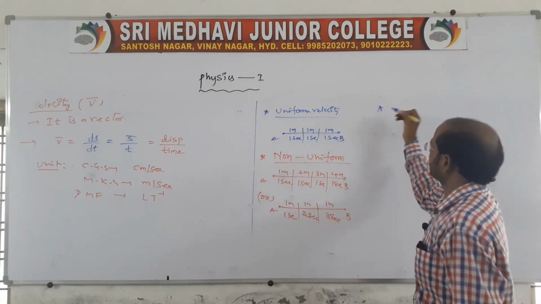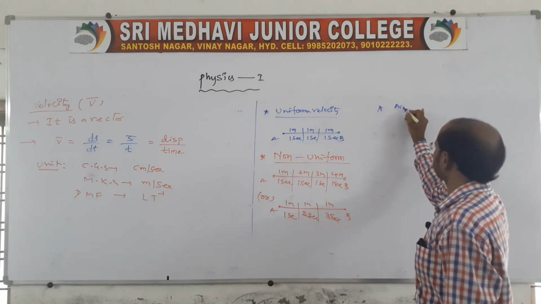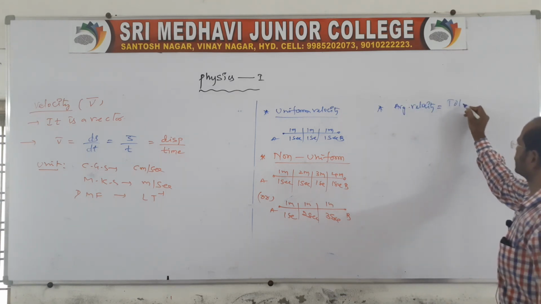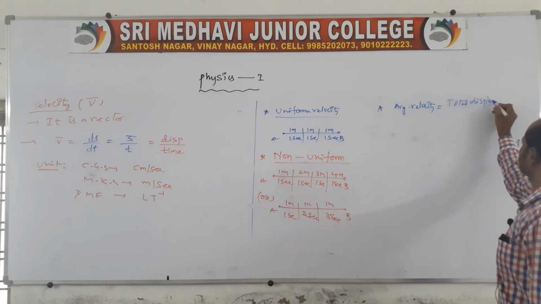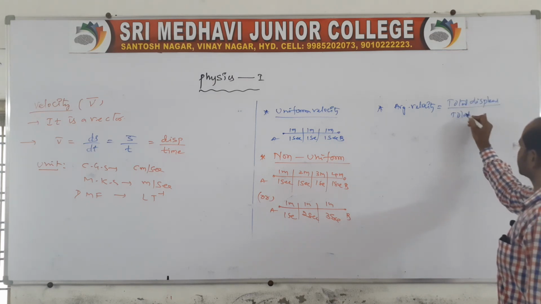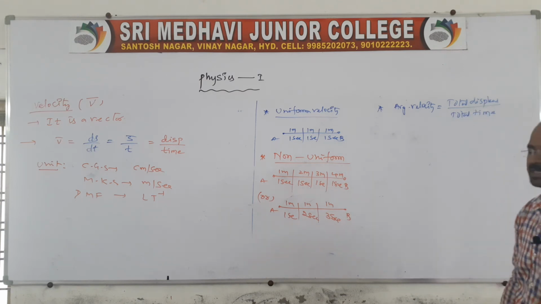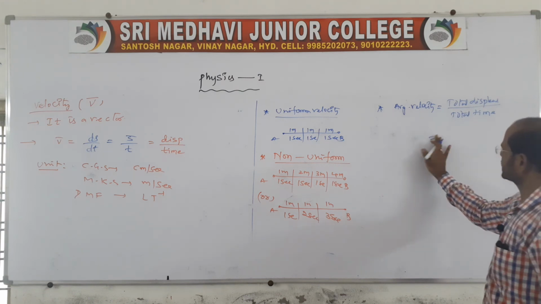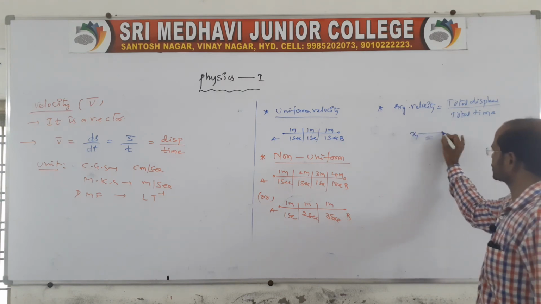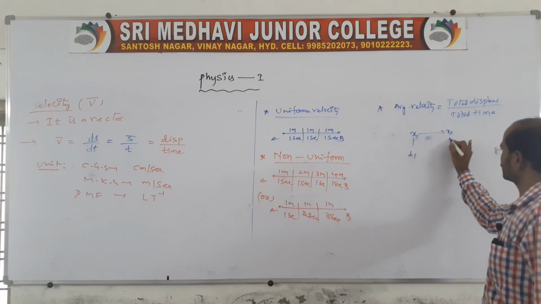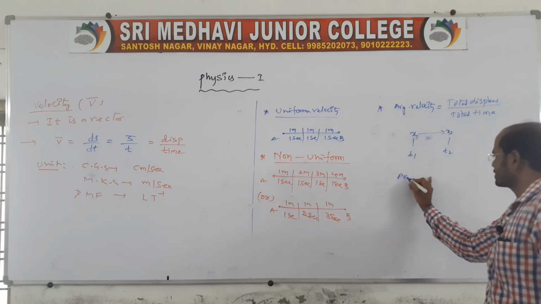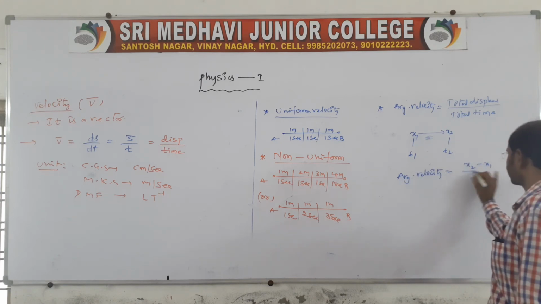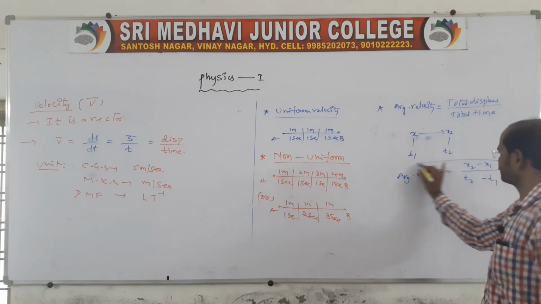Now let's move to average velocity. I told you very clearly about average speed; here it is total displacement by total time. Instead of distance, you take displacement, so the average velocity is equal to total displacement by total time. If the particle changes from position x1 to x2 in a time interval t1 to t2, then average velocity is equal to final position minus initial position by t2 minus t1, that is (x2 - x1)/(t2 - t1).